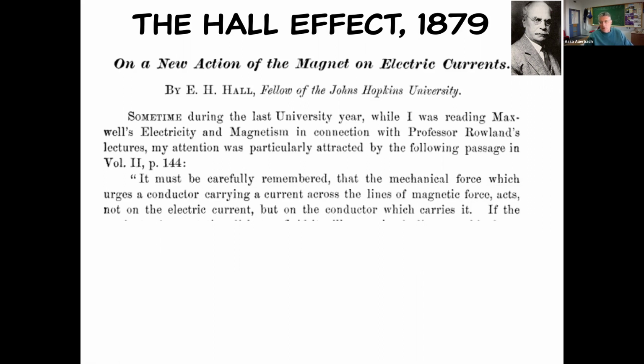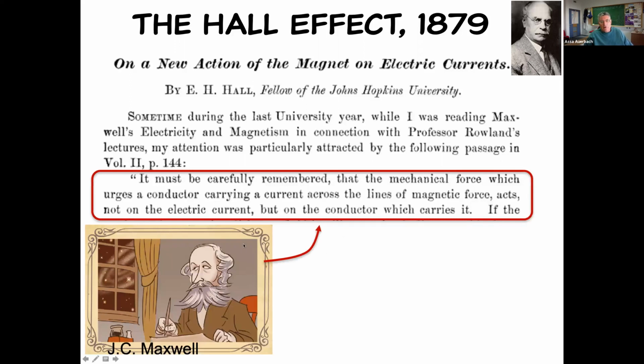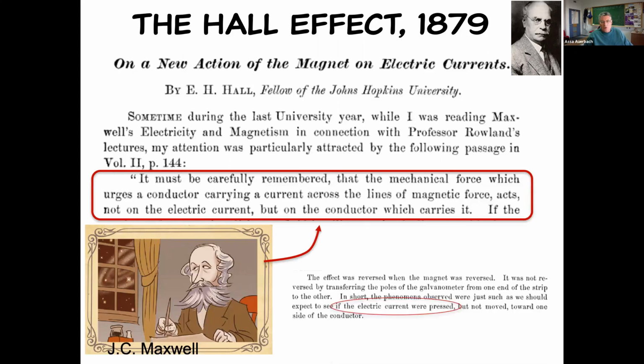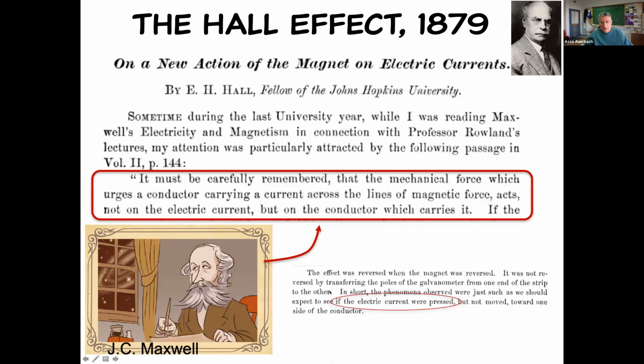This sounds a bit curious because we know that magnetic force acts on charged particles and the current is carried by electrons, but I guess Maxwell at the time was not convinced that the current was carried by particles. So he predicted that the force will act only on the metal, on the solid. However, of course, the Hall effect shows the opposite. It shows, and this is what Hall wrote in his paper, the phenomena observed was just such as we should expect to see if the electric current were pressed, not moved, toward one side of the conductor. In other words, the force really is acting on the current, which produces a transverse voltage or a transverse pressure, if you want. And that essentially showed that Maxwell was wrong about this, and started the whole business of the Hall effect.